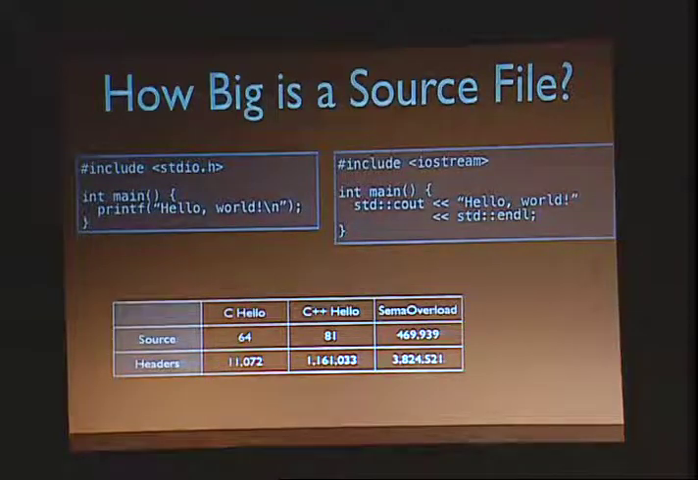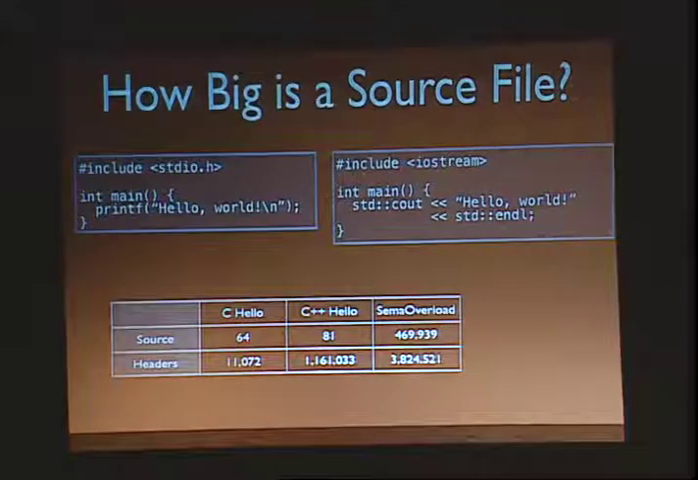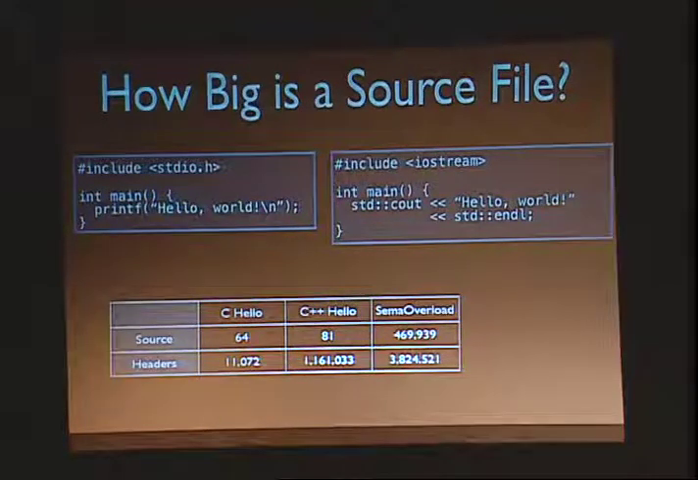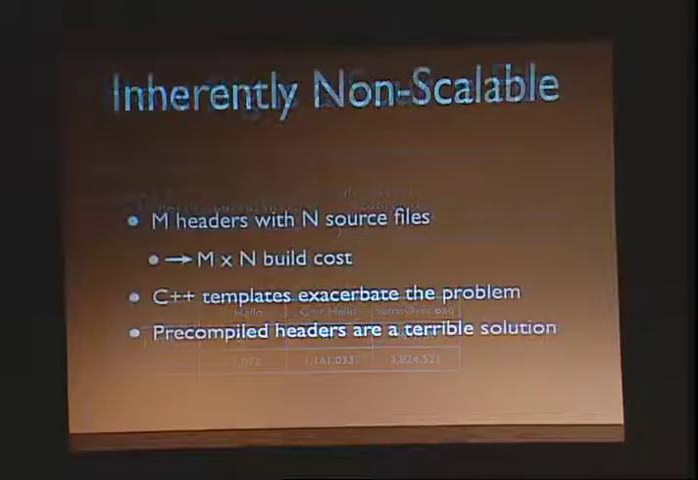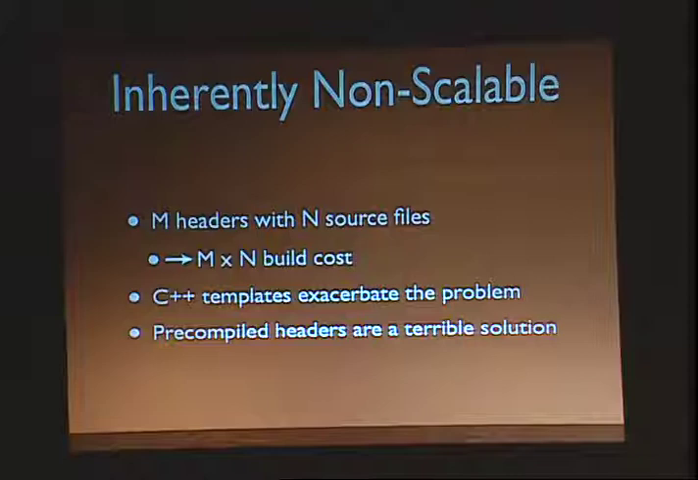It then pulls in 3.8 million bytes of headers. This is ridiculous, because the time to actually parse is based on not just the code that you wrote, but the code that you pulled in through your headers. So this is inherently non-scalable. It doesn't matter how fast your parser is. Ours happens to be pretty fast. The fundamental problem we're trying to solve is not scalable.